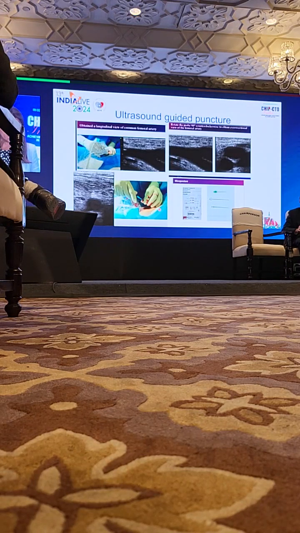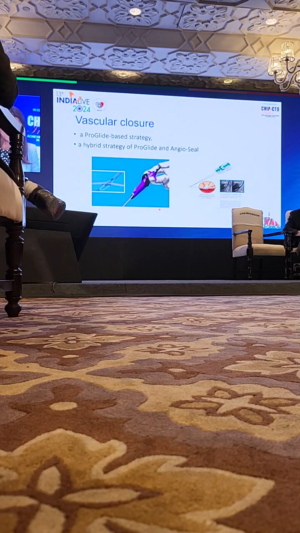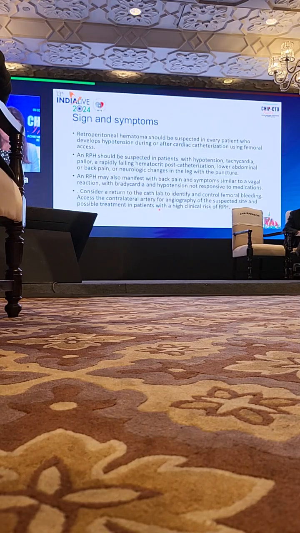And some people prefer micro punctures, but in some studies this was found to be associated with increased risk of bleeding complications. And for good vascular closure, we all know the ProGlide based strategy, either you use 2 ProGlides or a hybrid strategy with the ProGlide and angiography, which will give you a good, perfect vascular closure. And before taking your safety wire out, you should take a shoot just to see that you have closed the site properly. So, how does a patient present?